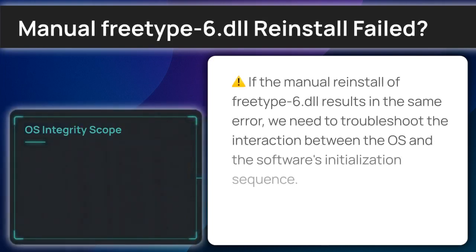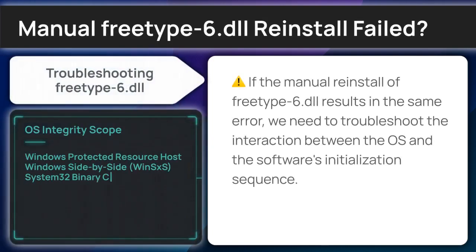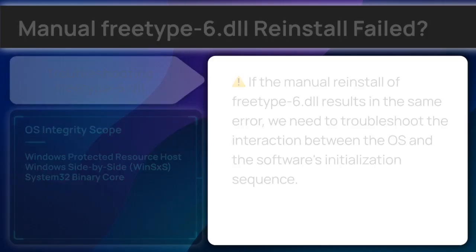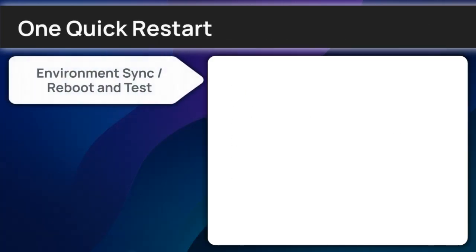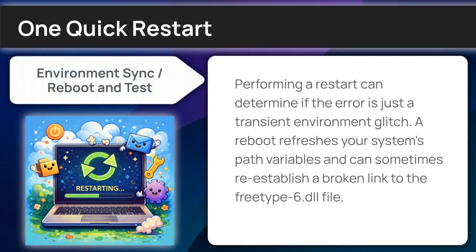If the setup package didn't provide a resolution, we need to look under the hood at how your system handles current session configurations. Performing a restart can determine if the error is just a transient environment glitch. A reboot refreshes your system's path variables and can sometimes reestablish a broken link to the FreeType-6 library file.